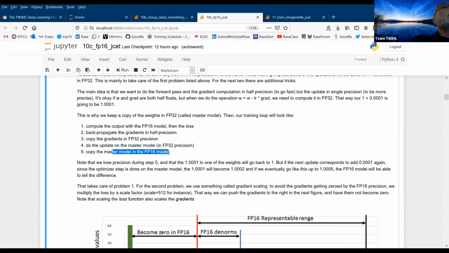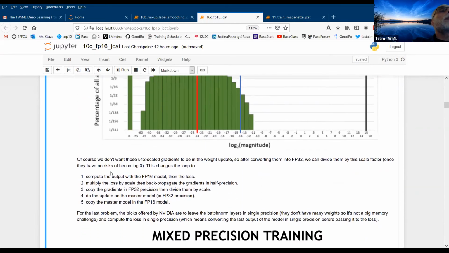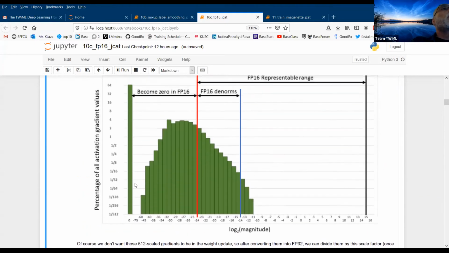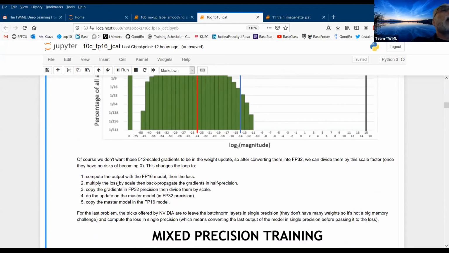Then you go back to the half precision model. So and then you just keep going in this cycle. And then the next one he does, the next description of this is that he adds in this scaling. So, okay, now instead of step 2, which was just back propagate the gradients in half precision, you first scale the loss function and then you back propagate in half precision.